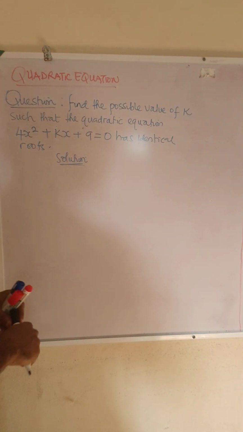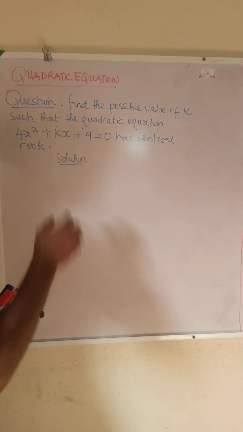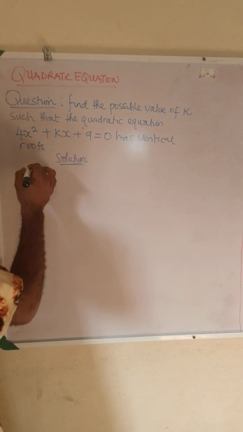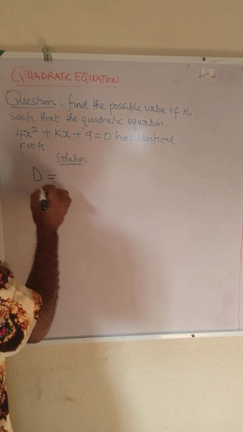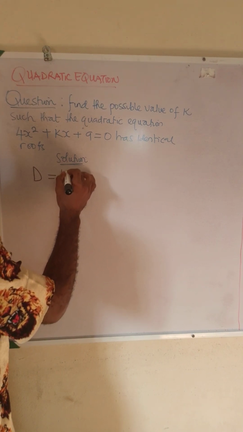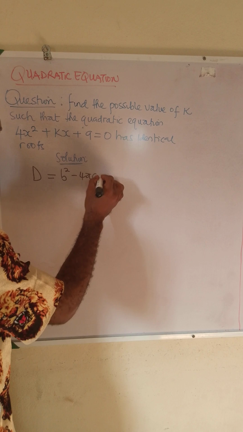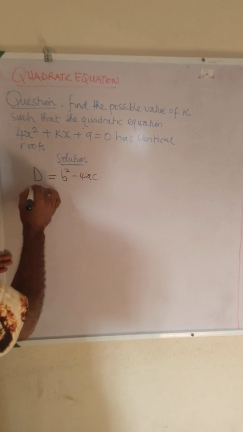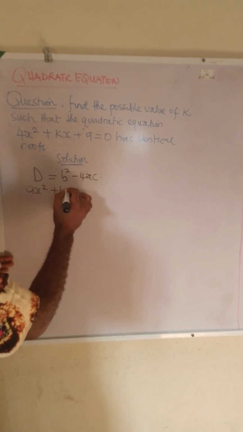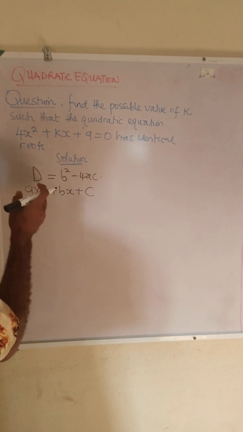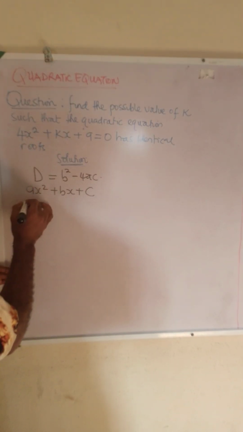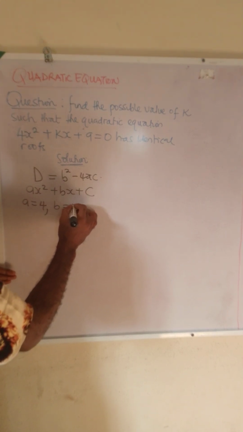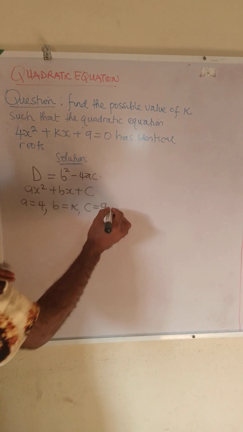Before we solve the quadratic equation, we have to find the value of k. To find the value of k, we are going to use the formula of the discriminant, D equal to b squared minus 4ac. We also know that the general form of a quadratic equation is ax squared plus bx plus c. If we compare this equation to this, we will know that a equals 4, b is equal to k, and c is equal to 9.